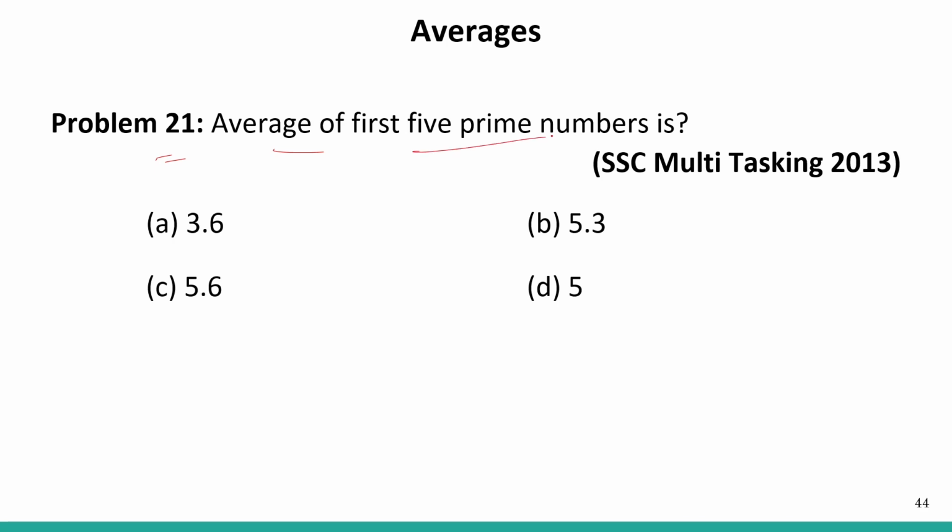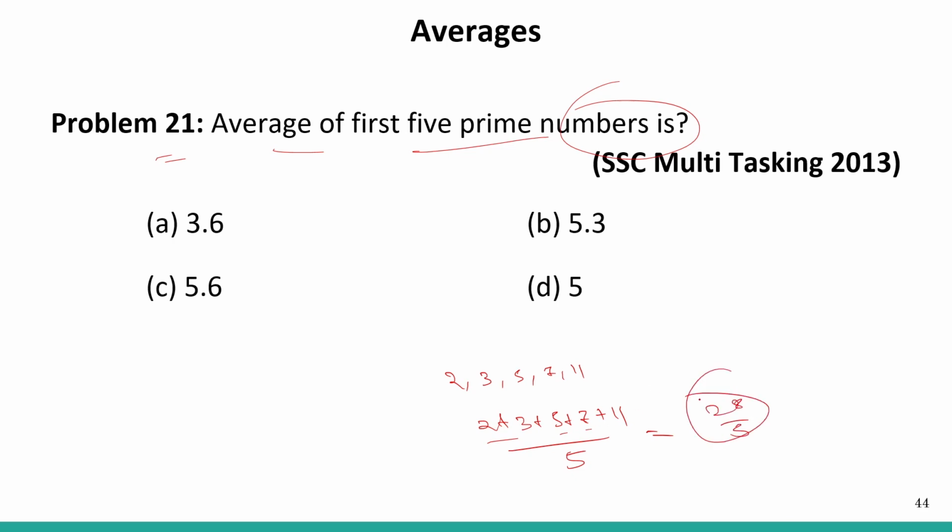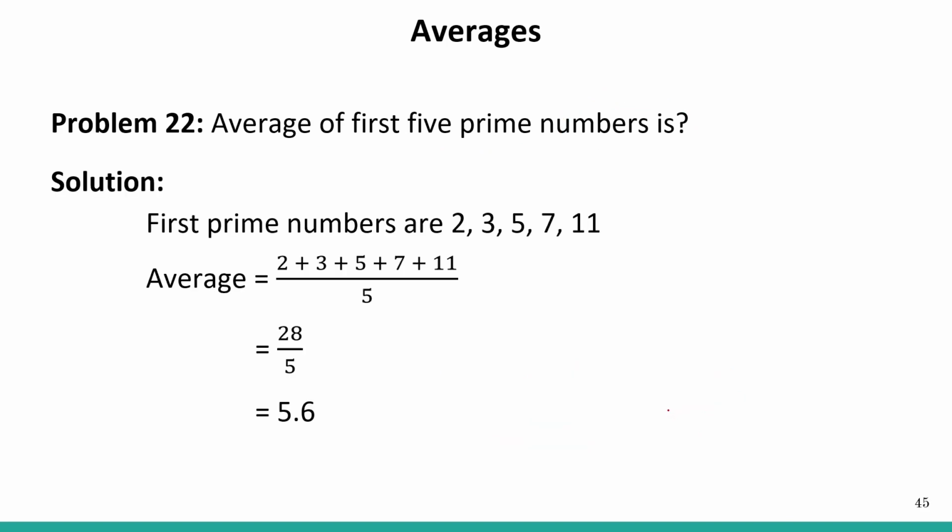If the average of the first 5 prime numbers is what? So the first prime number is 2, then 3, 5, 7, then 11, right? So these are the first 5 prime numbers. So 2 plus 3 plus 5 plus 7 plus 11 by 5 is equal to what? So this is 5 plus 5 is equal to 10 plus 17. So this will be 28 by 5. Okay, so 28 by 5 is the correct answer.